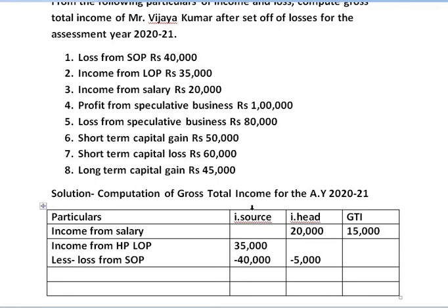I hope you are understanding this. Income from salary is taken in the inter-head column, rupees 20,000. Then loss from house property of rupees 40,000 is deducted from 35,000. Still we get a loss of rupees 5,000, which is set off against this income from salary, and after setting off, the remaining balance of rupees 15,000 is taken to the gross total income column.